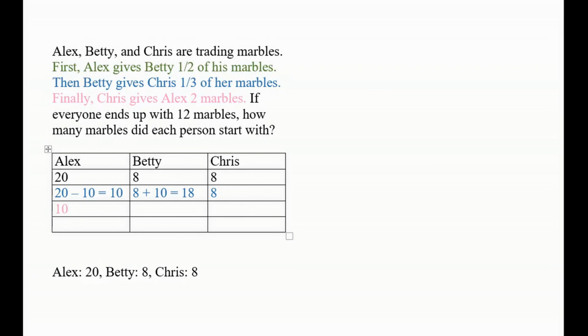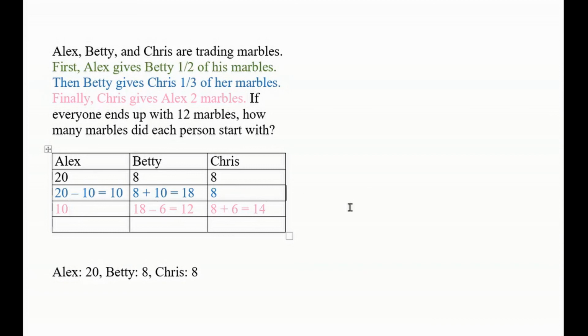When we're reading the blue sentence, what do we learn? Betty gives Chris 1/3 of her marbles. 1/3 of 18 is 6. So that tells me Betty must have given 6 marbles. So I'm going to subtract 6 from Betty's total number. I get 12. And Chris goes up by 6 because he received 6 marbles.